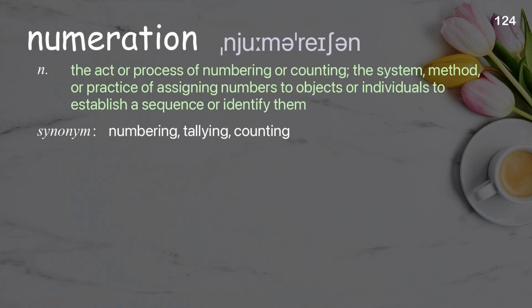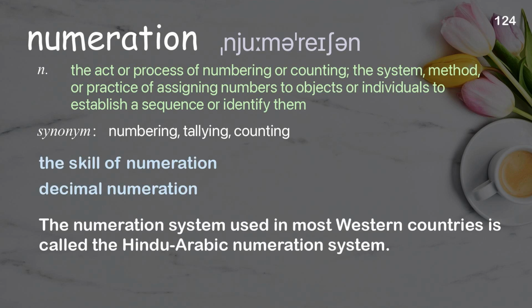Numeration. The act or process of numbering or counting, the system, method, or practice of assigning numbers to objects or individuals to establish a sequence or identify them. Examples: the skill of numeration, decimal numeration. The numeration system used in most Western countries is called the Hindu-Arabic numeration system.